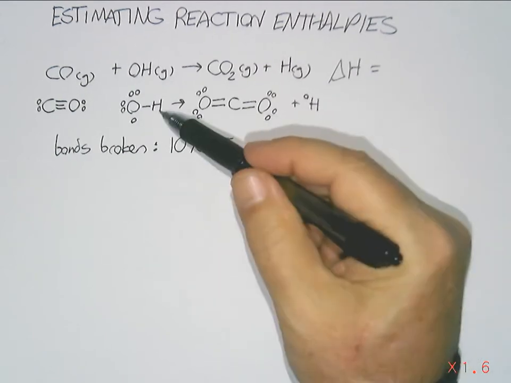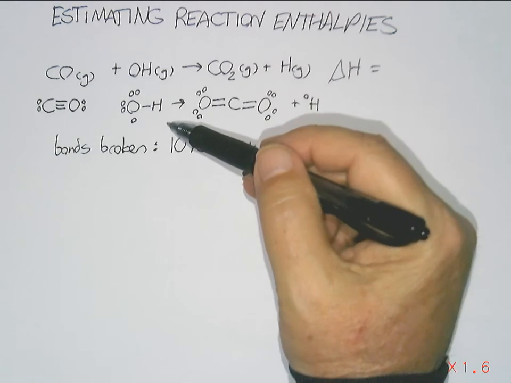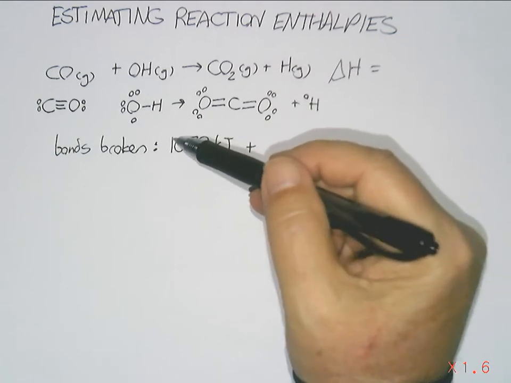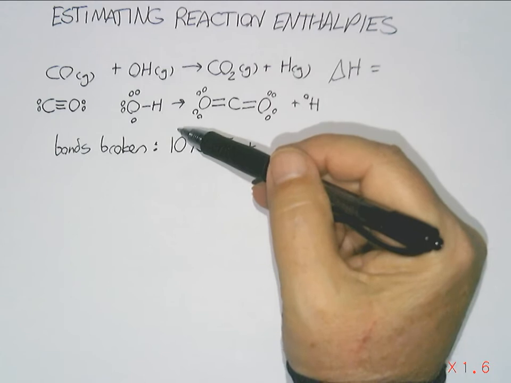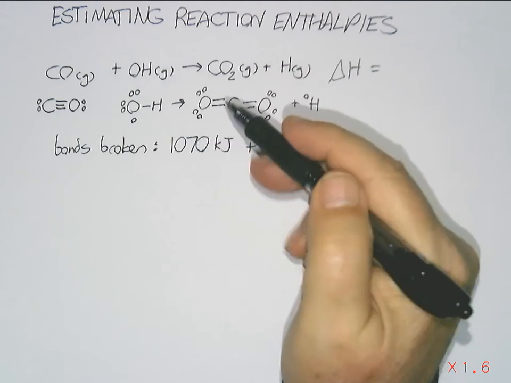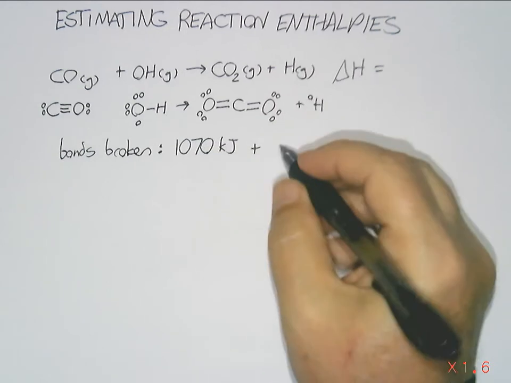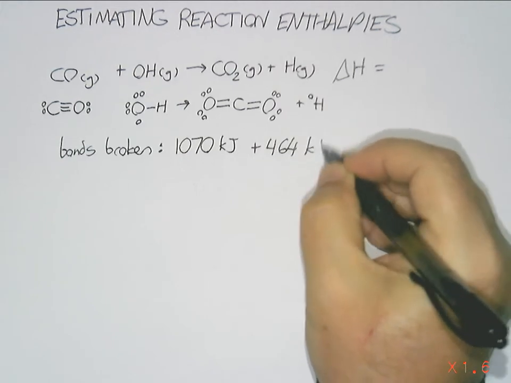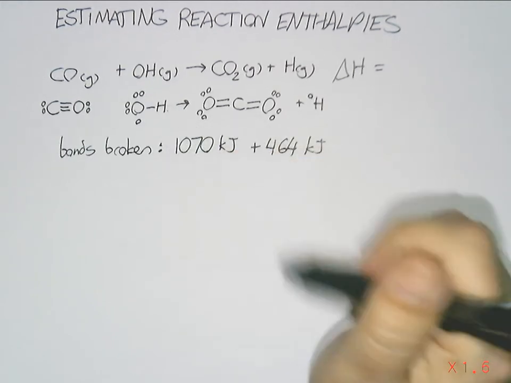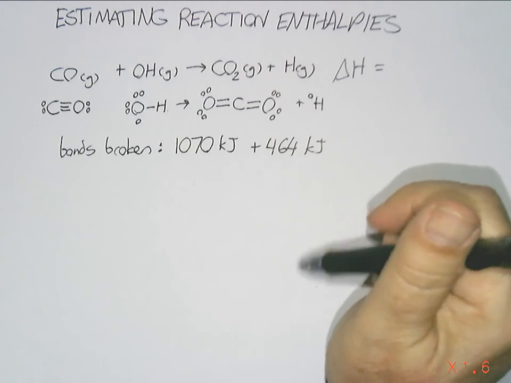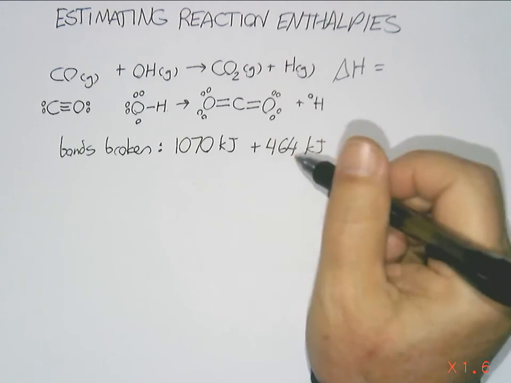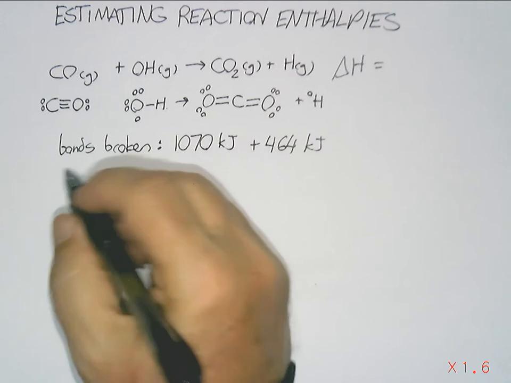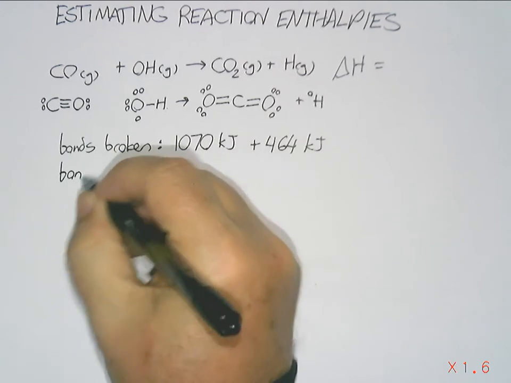And what's the bond enthalpy for breaking an OH bond? Well, that one's not in the table, but I can go look it up, and it's 464 kilojoules for an O single bond H. So these are the two bonds that are broken in the reaction. What are the bonds that are formed?